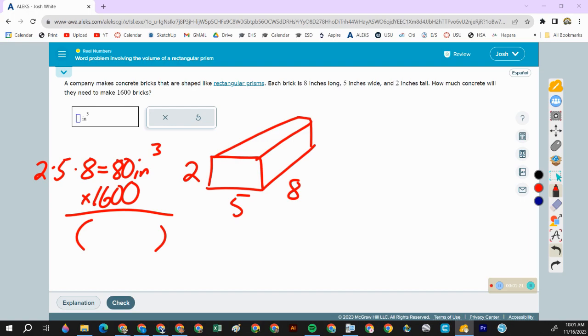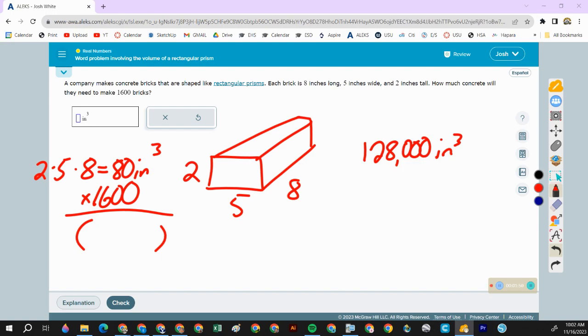What if I wanted to convert that? Let me calculate it. So 80 times 1,600. So that is 128,000 cubic inches. Nobody measures concrete in cubic inches. What if I wanted to measure it in cubic feet? Would that work, dividing by 12?